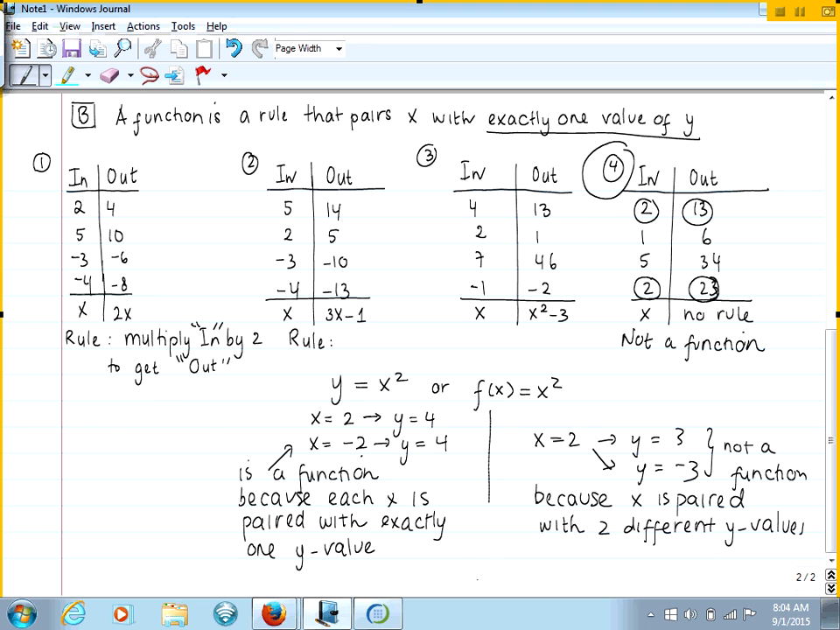So this is a different problem, okay? Right. So this is 1 and then this is 2. This is a conceptual question. Could we have a function that's not a one-to-one relation?